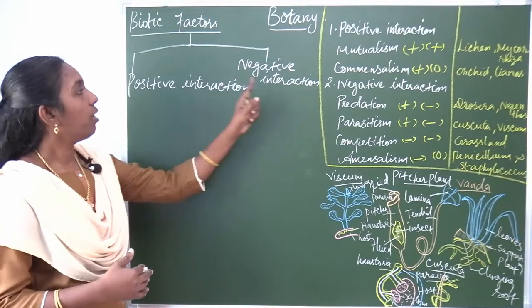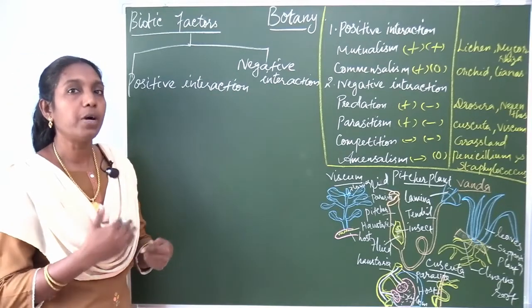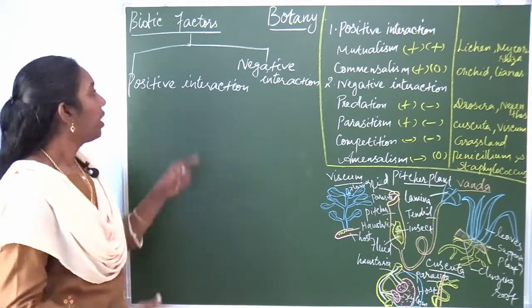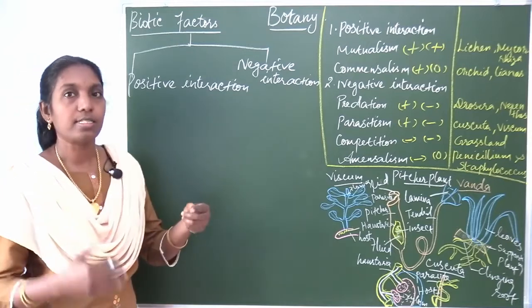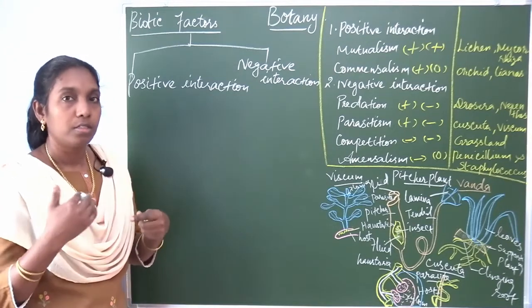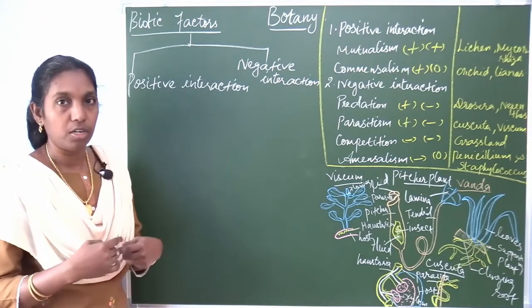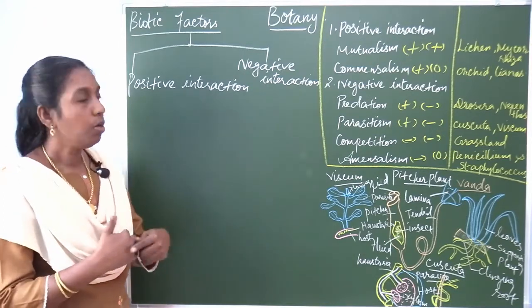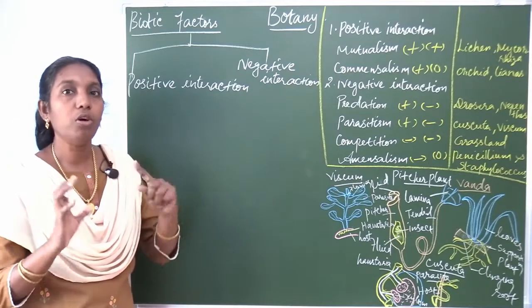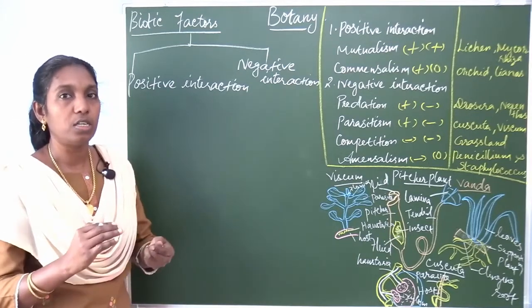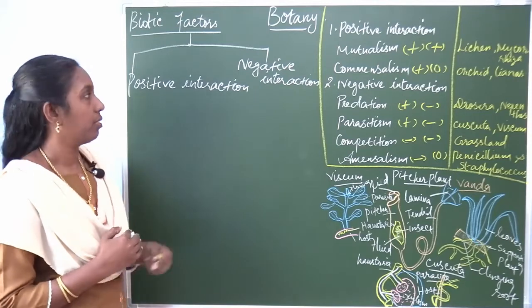So, this is positive and negative. What is meant by positive and negative interaction? In positive interaction, two organisms are involved, and among these two, both are benefited. Both organisms being benefited is called positive interaction.